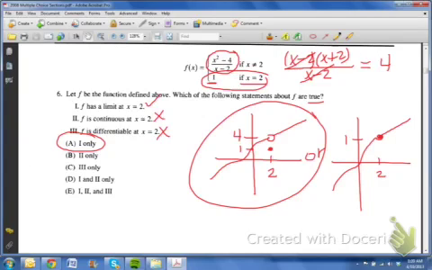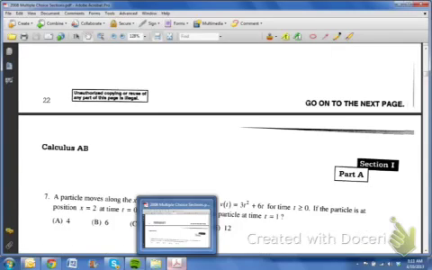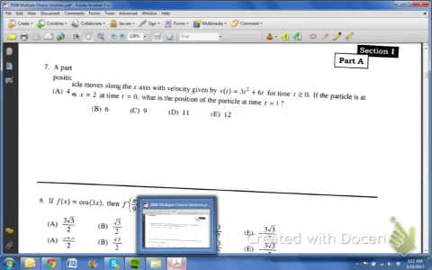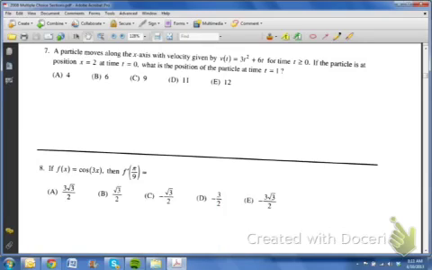All right. Number 7. Got a motion problem here. Oh, hold on. Got a little screen popping up right there. I don't want that. Okay.